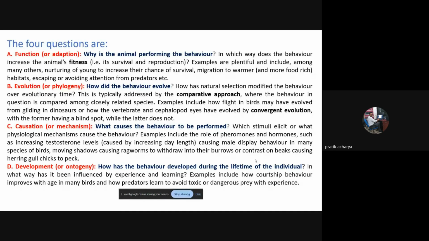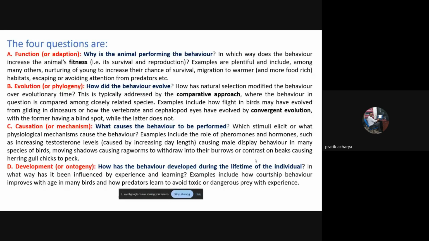Migration of birds is essential. So why is there migration? Why is there migratory behavior? Because it is essential for the birds to survive, particularly in a particular season in which there is no suitable condition.